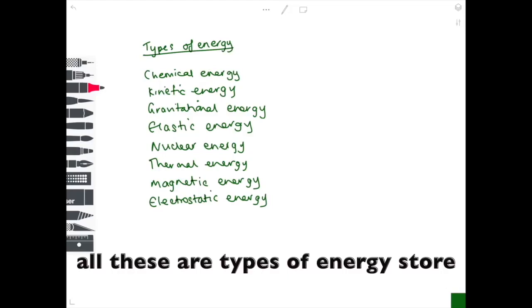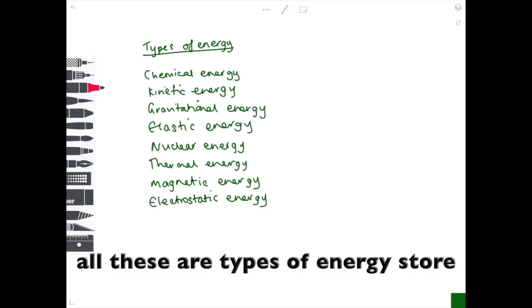Next up, elastic energy. This is the energy stored when an object is stretched, squashed, or twisted. Rubber bands are the obvious place here. Catapults, balloons that have been inflated. Anything that you distort and then pings back to its original shape will contain elastic energy. Nuclear energy will become very important when we look at nuclear fission.